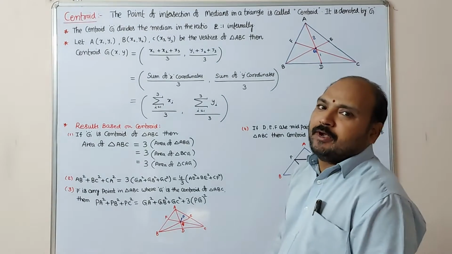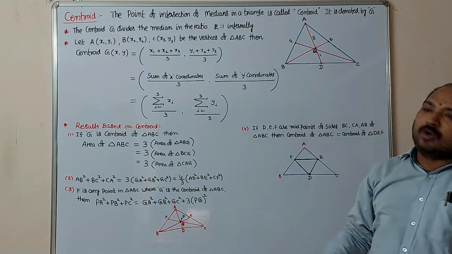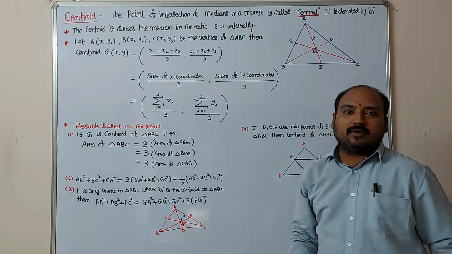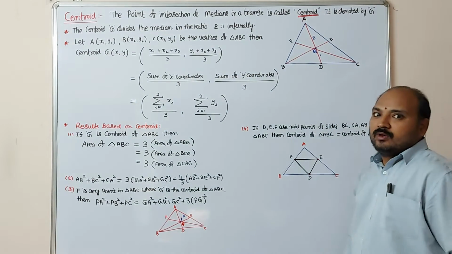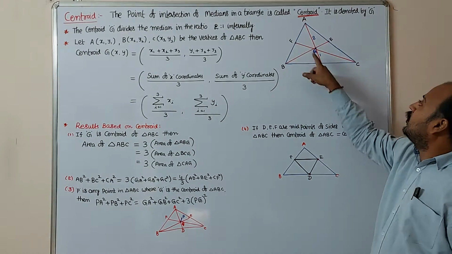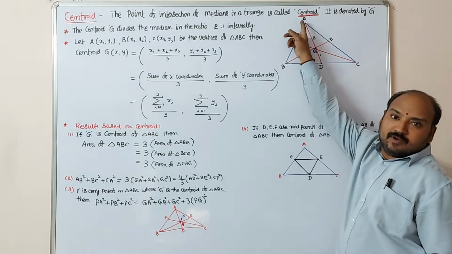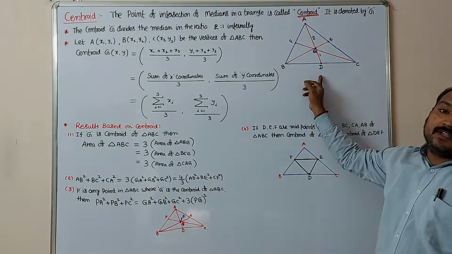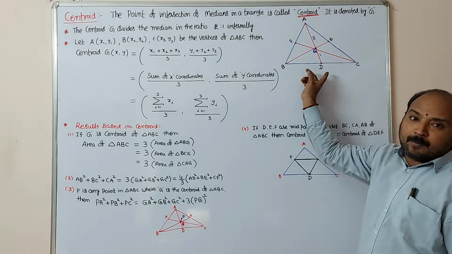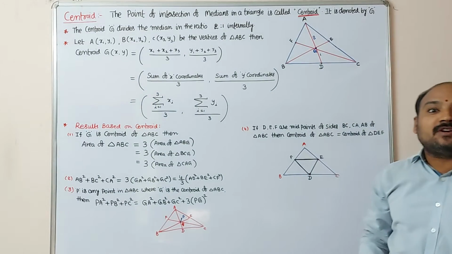What is the meaning of centroid? The point of intersection of medians in a triangle is called centroid. What is called median? The line joining the vertex and the midpoint of the opposite side. Here A is one of the vertices. The opposite side is BC. The midpoint of BC is D here. The line joining the vertex A and D is called a median of the triangle.